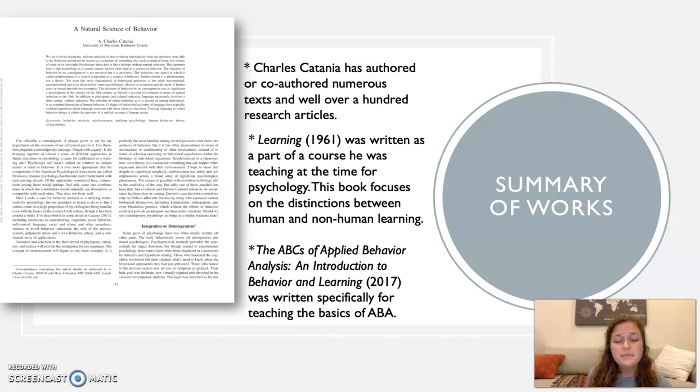And then the ABCs of Applied Behavior Analysis, an Introduction to Behavior and Learning. This was done in 2017, which was a little bit more recently. It was written specifically for teaching the basics of ABA. This is actually a textbook that George Mason University uses as well, that I've had the privilege of going through. It is amazing, and it really breaks down the basics that you need to know for applied behavior analysis.